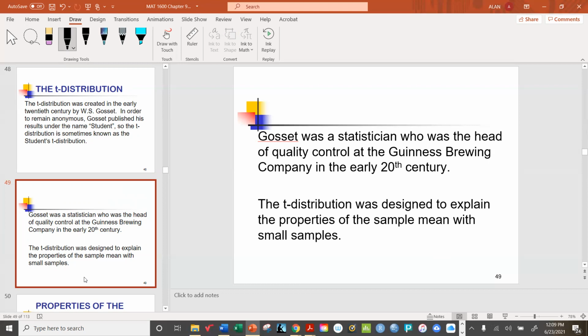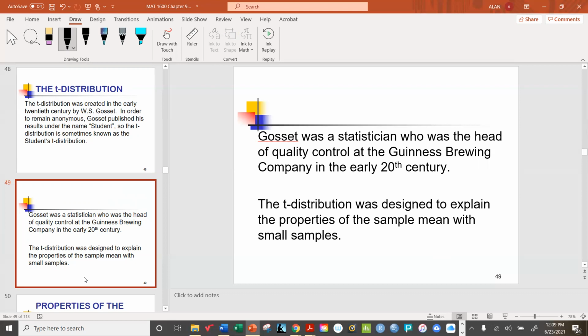And the purpose of the t distribution is to explain the statistical properties of X bar, or the sample mean, when we have small samples. Now, you might remember from our discussion about the central limit theorem, the central limit theorem guarantees us that if the underlying population is normal, then our X bar is normal. If not, as long as the sample size is above 30, we can still justify using the normal distribution for X bar.